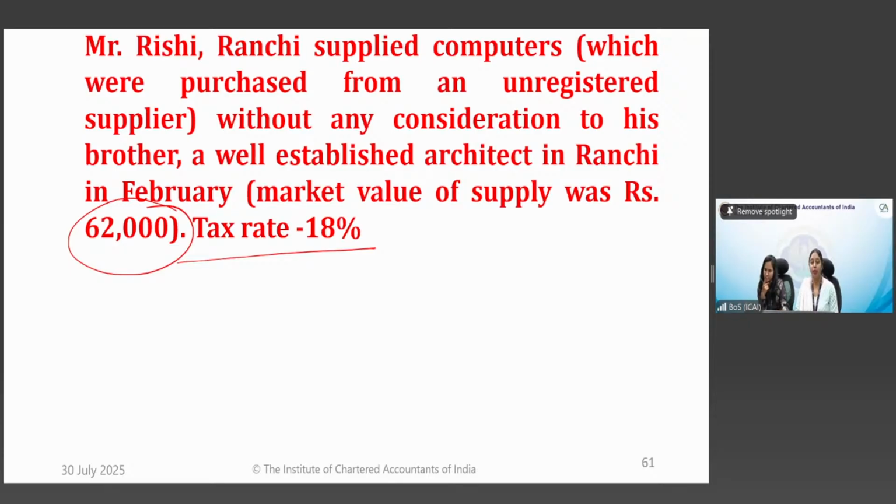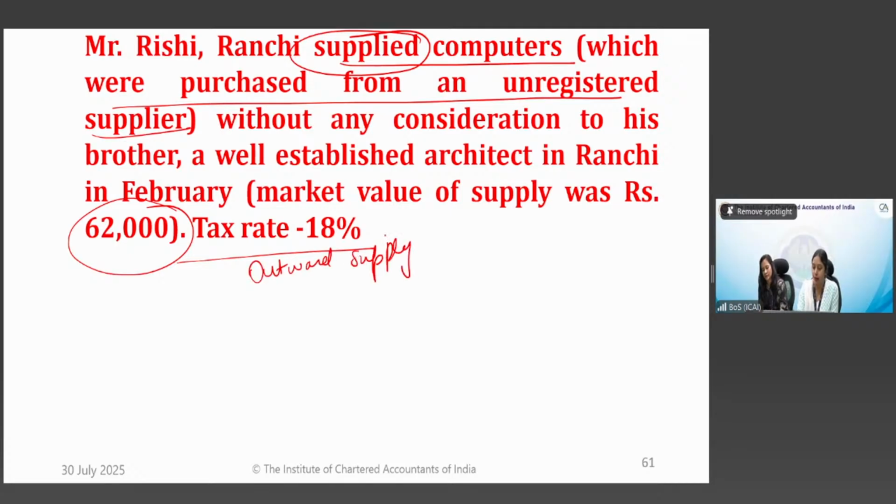But first of all, let us identify whether it is an outward supply or an inward supply. Especially Geeta, you have to identify that. We are saying Mr. Rishi supplied computers which were purchased from an unregistered person. When I say supplied computers, it makes it very clear that it is an outward supply. Because I'm selling, I would have definitely purchased it if I'm not a manufacturer. And it is clearly given that he had purchased it from an unregistered supplier.